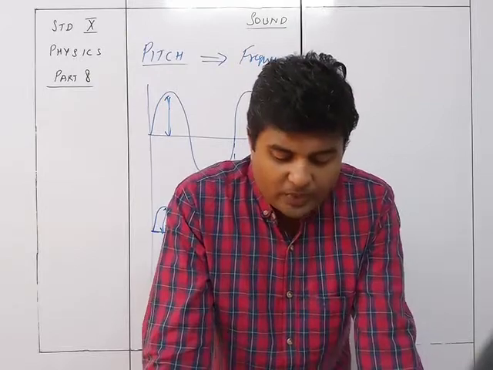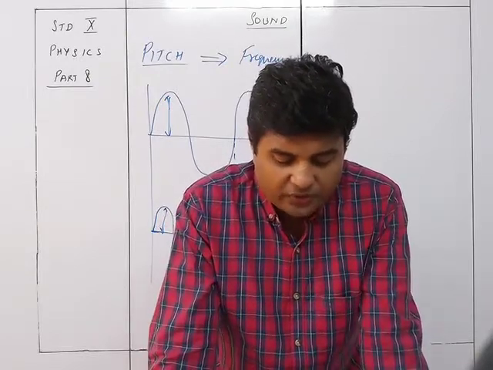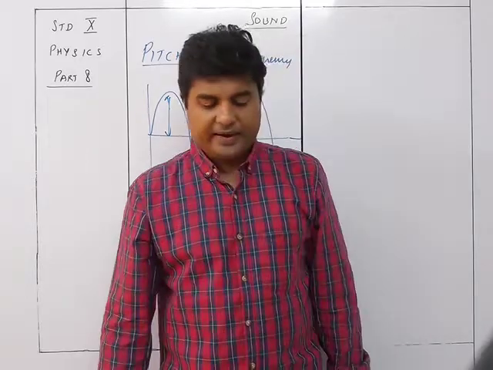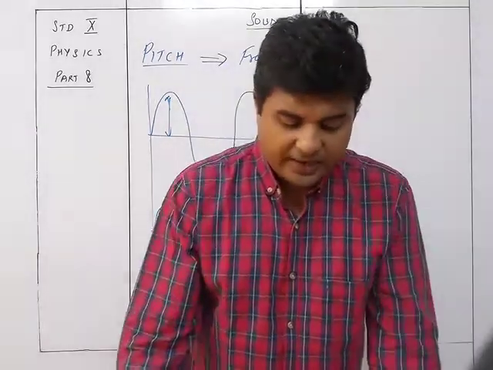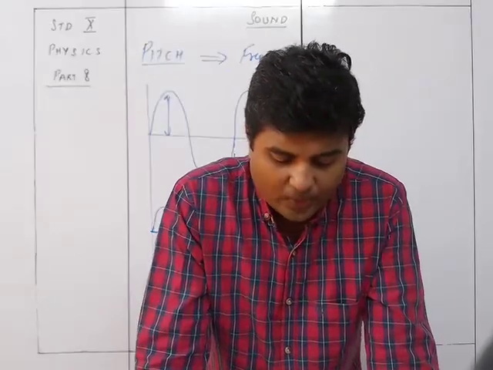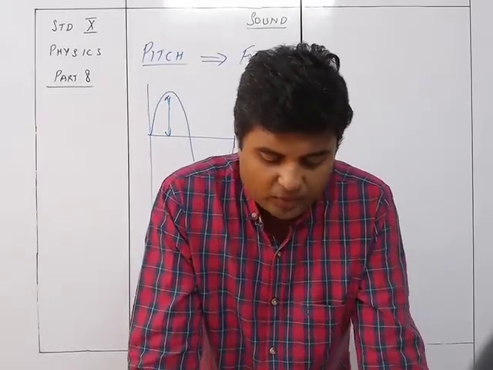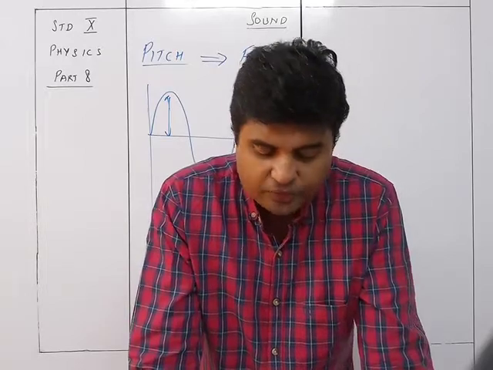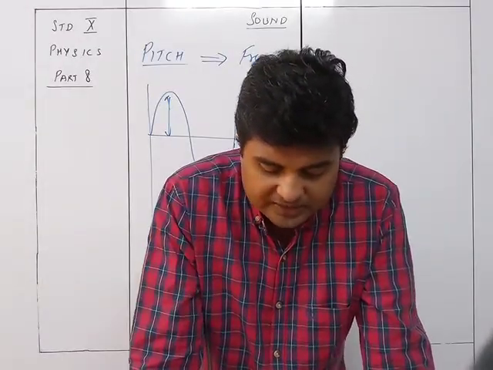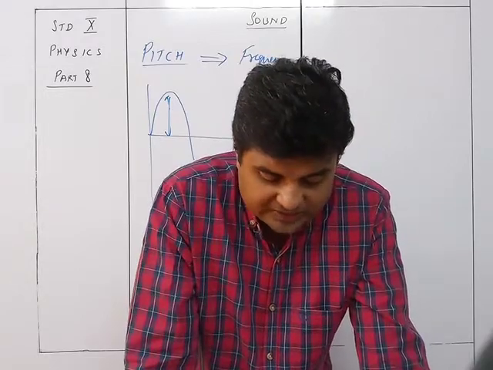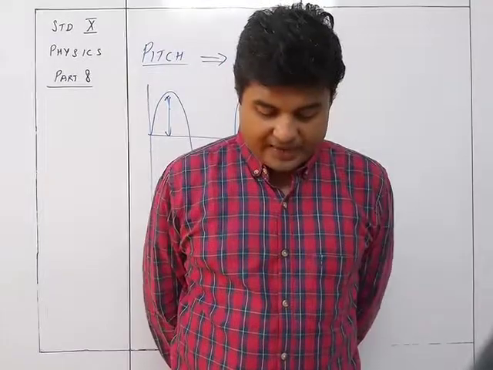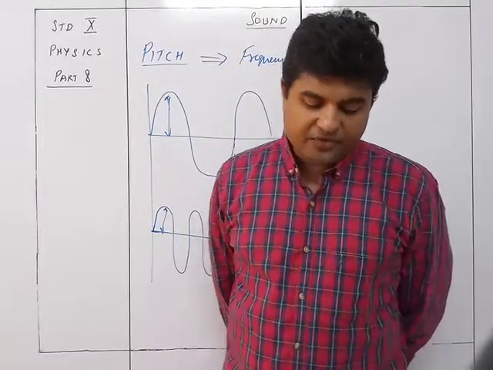Figure 7.19 shows the traces of two waves obtained on the screen of a CRO when two tuning forks A and B of frequency 256 Hz and 512 Hz respectively are separately made to vibrate one after the other, by striking them with the same force on a rubber pad in front of a microphone in the experimental setup shown in figure 7.17. Both the traces have the same amplitude and the same waveform, that is a sine wave, but they differ in frequency.